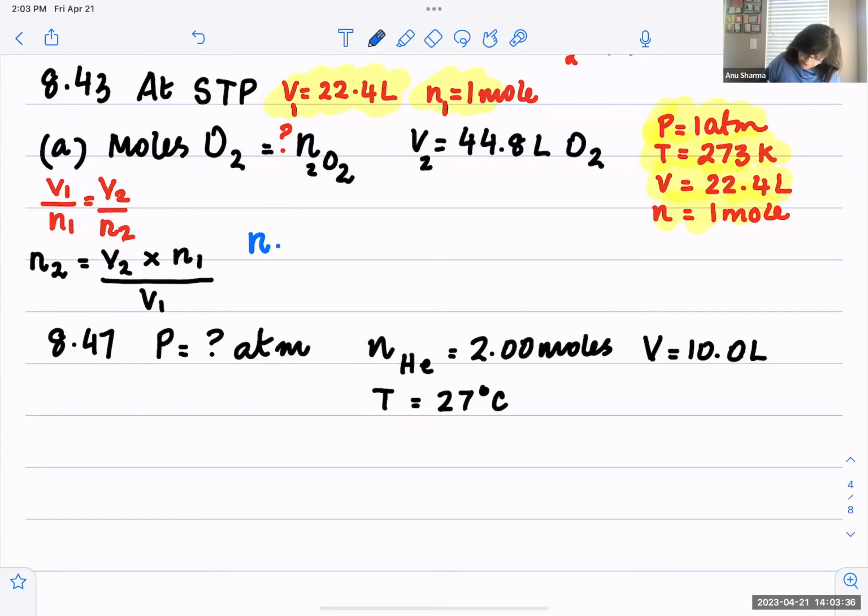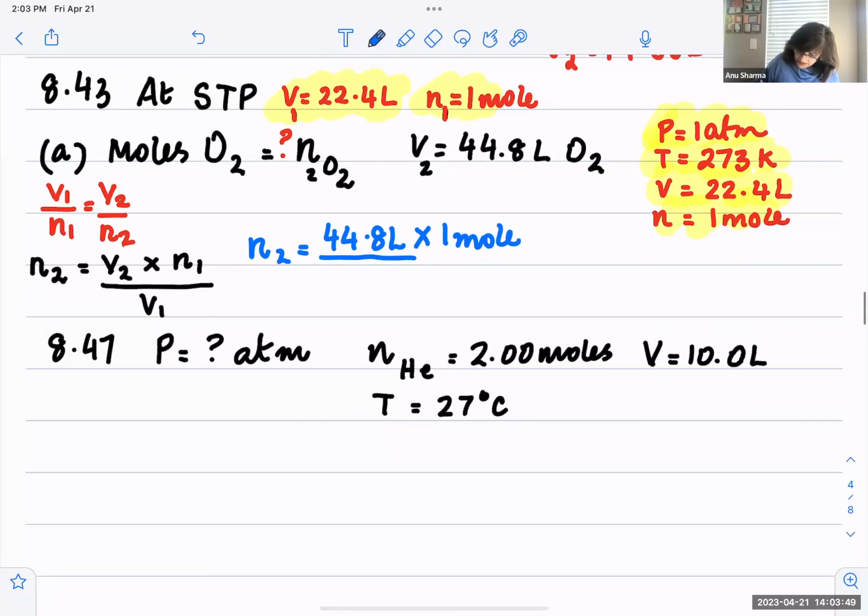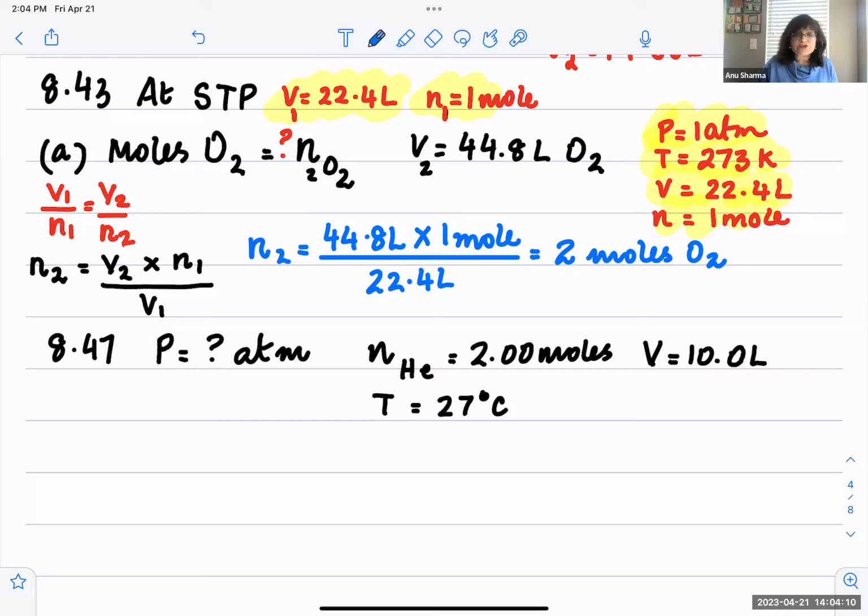So let's plug in the numbers. N2 is equal to V2, 44.8 liters, times N1, 1 mole, over the volume, 22.4 liters. So 44.8 divided by 22.4, and you get the value of 2. So these are the number of moles of oxygen in 44.8 liters of volume of oxygen. Okay, so that's one piece.